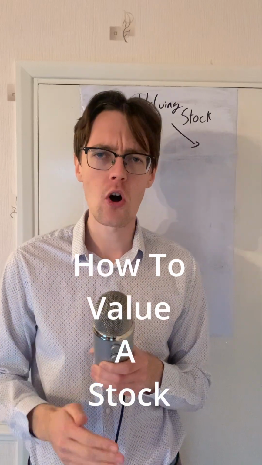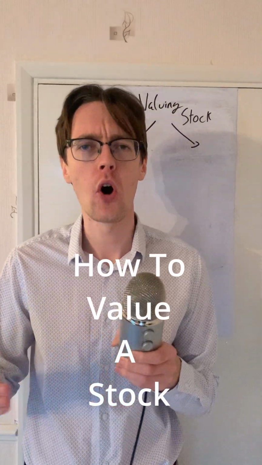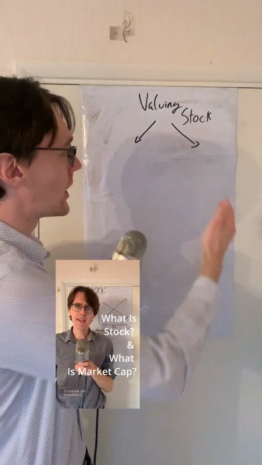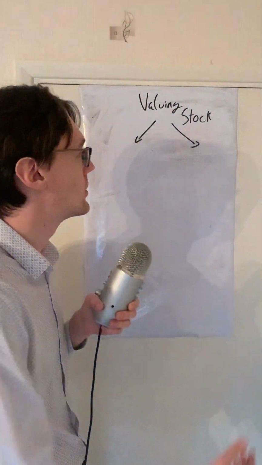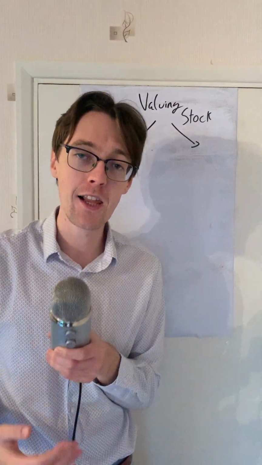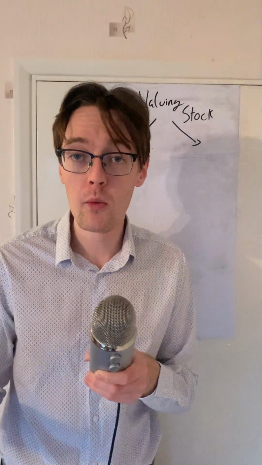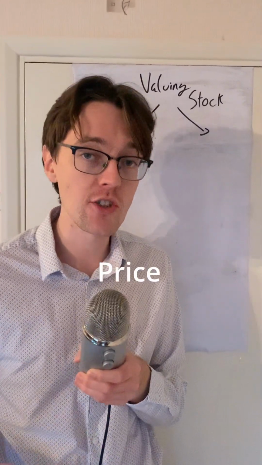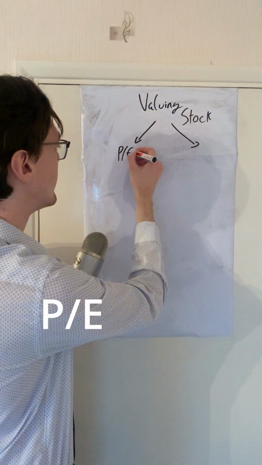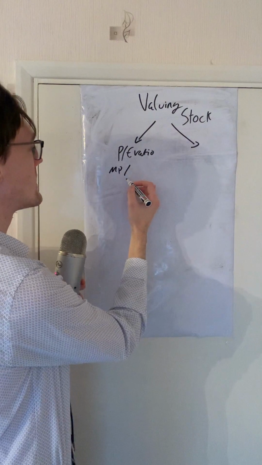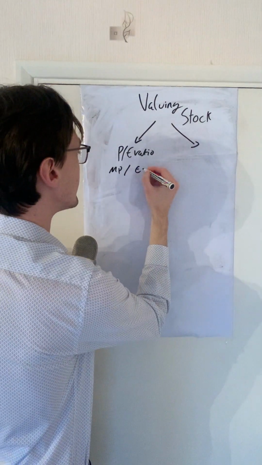How can we tell if a stock is over or undervalued on the market? So if you remember from our previous video, a stock just tells us about ownership of a business. And fundamentally what we're doing when we're valuing a stock is we're valuing that underlying business. One of the ways we can do this is by using the price to earnings ratio, also called the PE ratio. Now this is the market price of the share divided by the earnings per share.